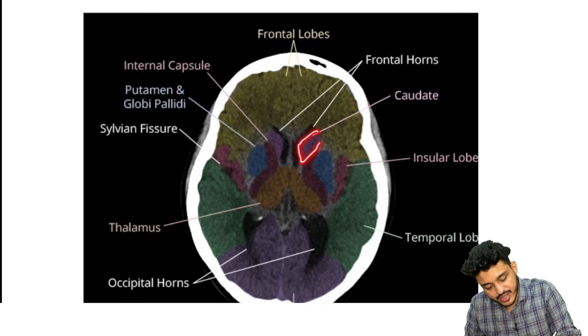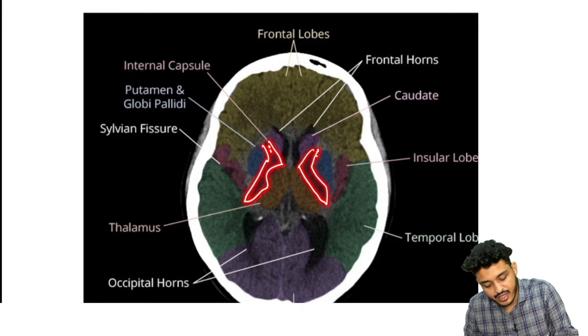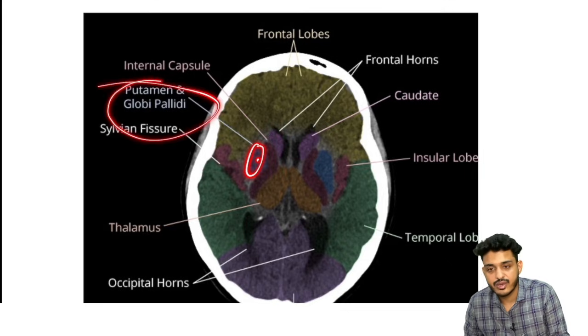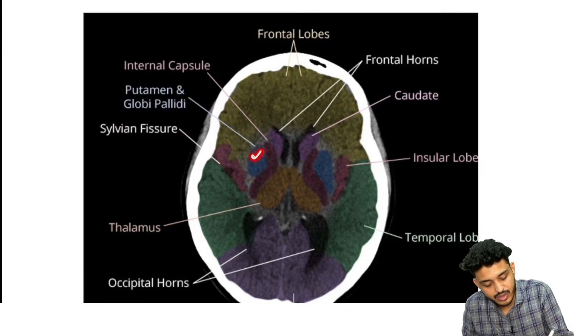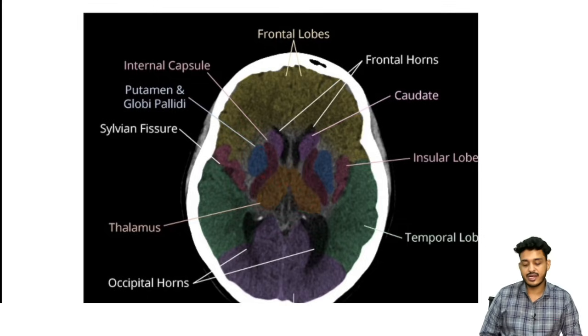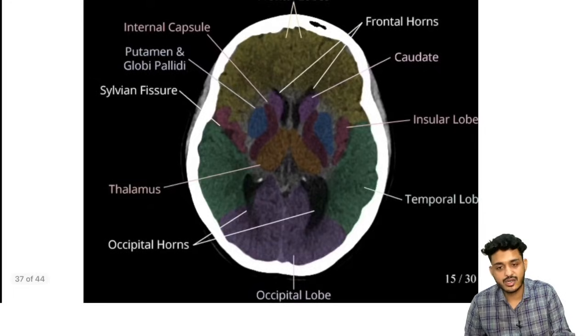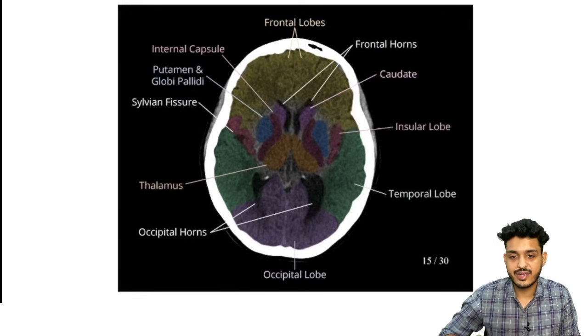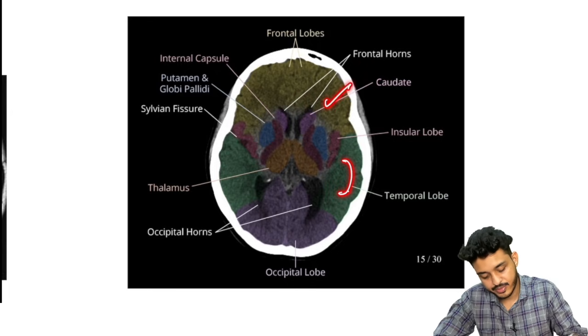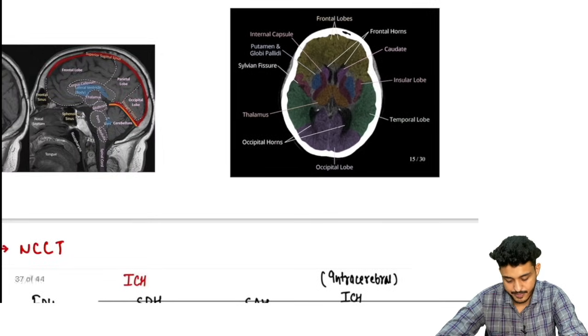This is your caudate nucleus. Look again, this is going to be your frontal horns. These are going to be the ventricles. Below the ventricles you will be finding caudate nucleus. And here you will be having this particular structure. This is going to be your internal capsule. In front of the internal capsule you have got globus pallidus and putamen, and this particular area is the area for thalamus, right? Here you will be having the occipital horns. This is going to be your posterior lobe, your occipital lobe, right? This is going to be temporal lobe. This is going to be frontal lobe in the front part, right?